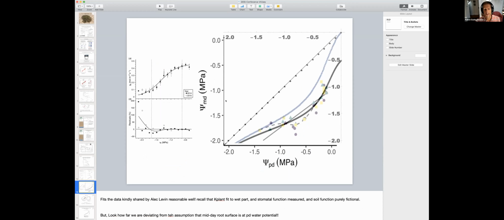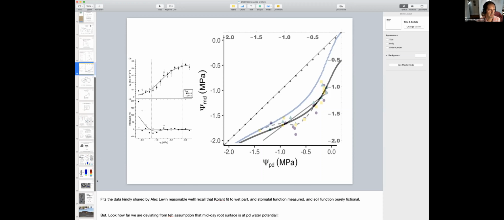So I scaled the conductivity function for the plant to fit the data at the wet part of the curve. Wow, I am out of time. So the soil is the only really fitted thing. The question is not whether this is numerically correct. It's just, can this kind of simple model explain the pre-dawn midday pattern? And I actually think it does a pretty good job of explaining Alec's data.